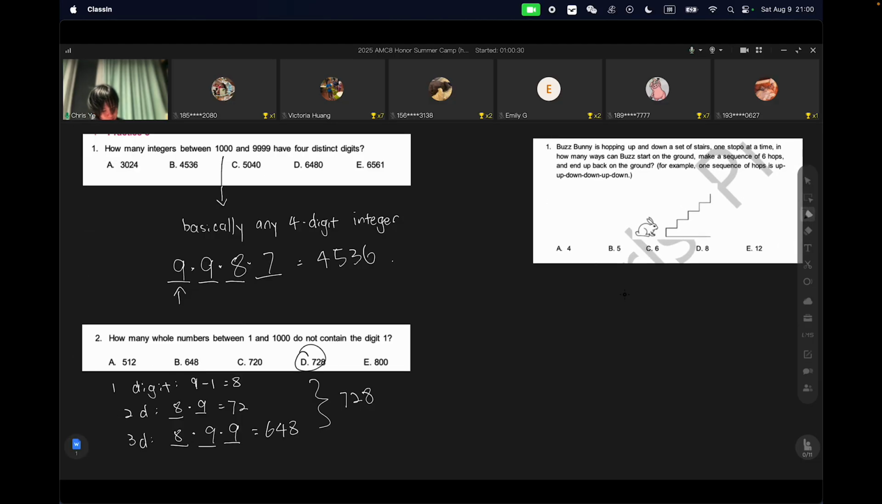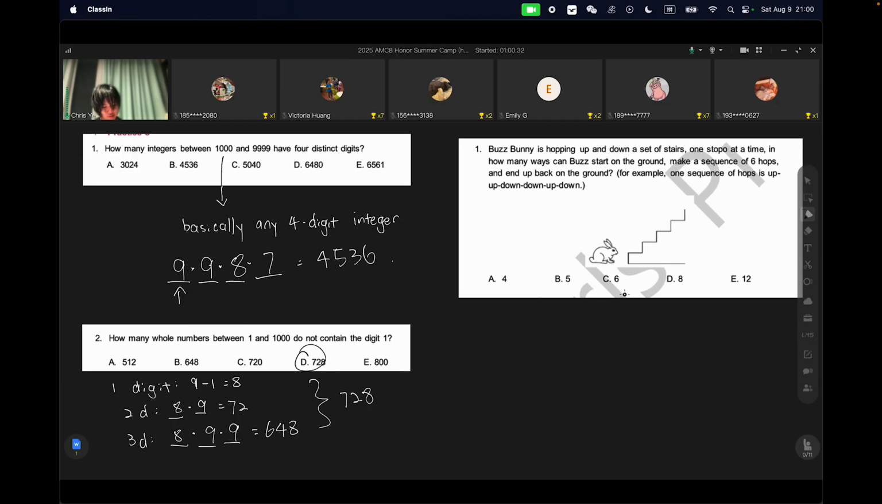So Bugs Bunny is hopping up and down a set of stairs one step at a time. In how many ways can Bugs start on the ground, make a sequence of 6 hops, and then be back on the ground? For example, one sequence of hops is up, up, down, down, up, down. Since we're going to end up back on the ground anyway, we need to go up 3 times and down 3 times.